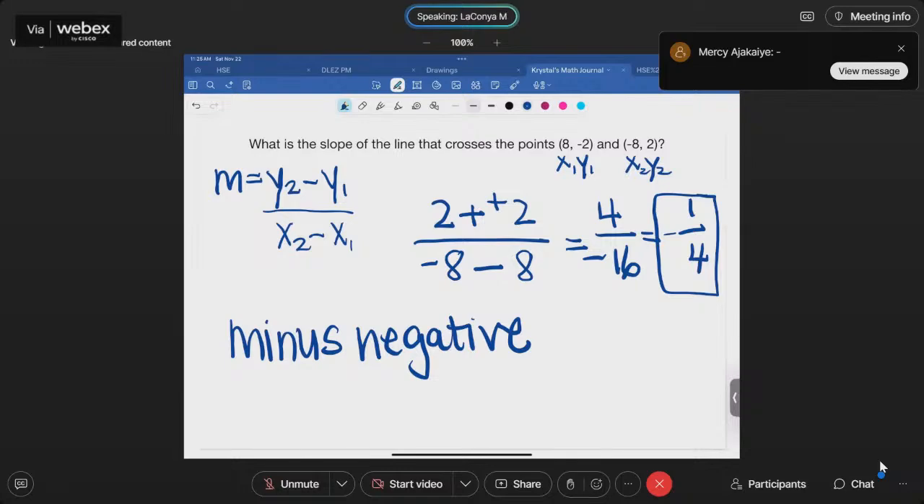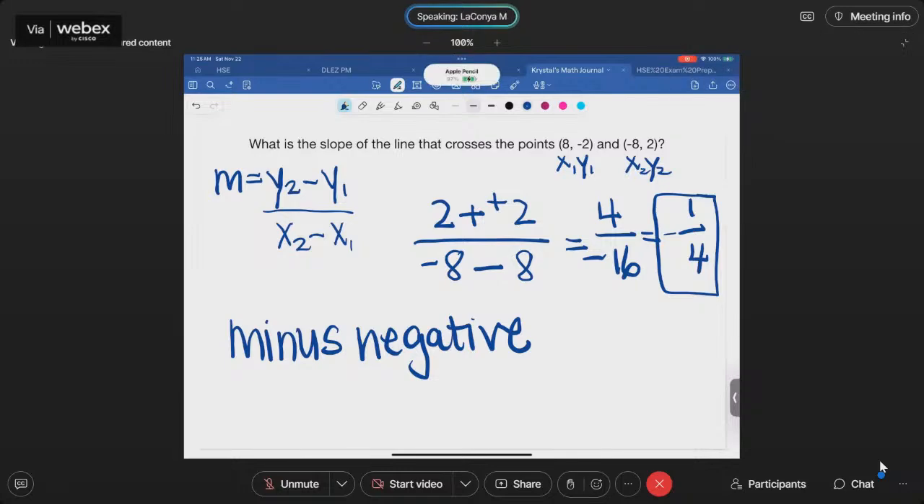Yes, I see that. I changed it at the last. I was like, oh my goodness, this is supposed to be a negative. I have a question. What I'm confused about is all the negative signs and positive signs, like right there where you said -8 minus 8, you made it a negative 16.